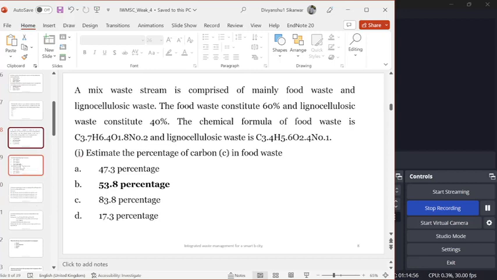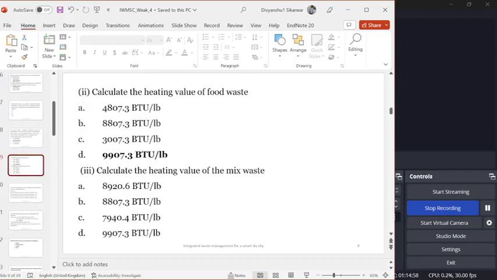For food waste we got a value of 9907.3. So food waste is 60% of the total waste in the mixture of both lignocellulose and food waste. So 9907.3 times 0.6 plus the value we got for lignocellulose waste, 7441.7 BTU, which we have to multiply by 0.4.